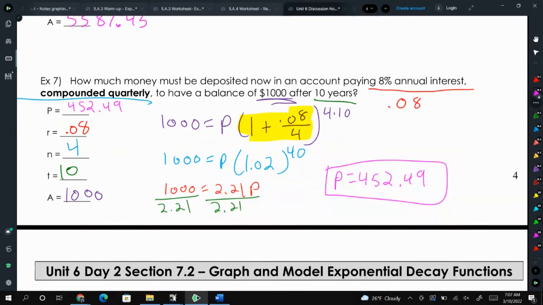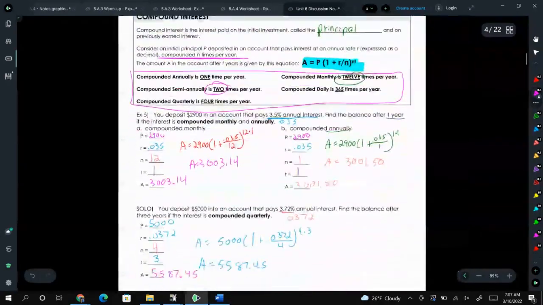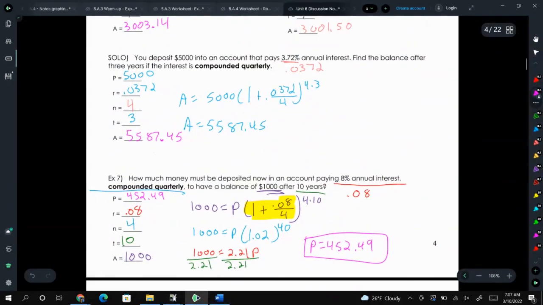Right, so thank you for watching. This has been just an introduction to exponential growth, and you can see that there's a lot to it, but it's just knowing the formulas and being able to plug stuff in and using that calculator.